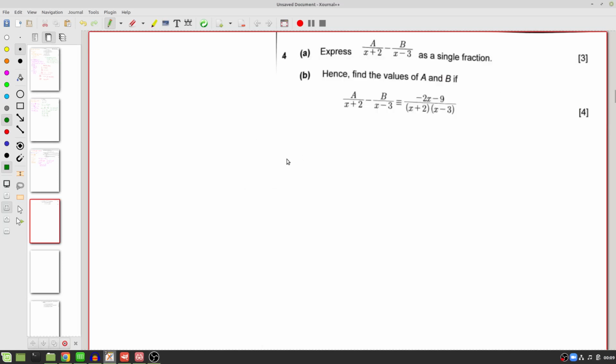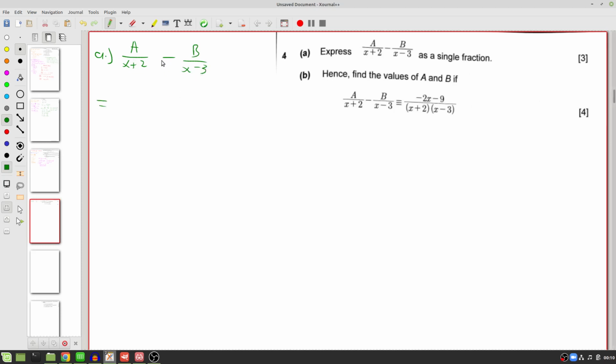Hi, welcome back. We're on question 4 of the 2012 November examination, Higher Level Namibian Syllabus, Paper 2. Okay, so let's get into question 4. We are told in question A to express this as a single fraction. So let me just rewrite the question so we can see exactly what's going on there. So that's a over x plus 2 minus b over x minus 3.